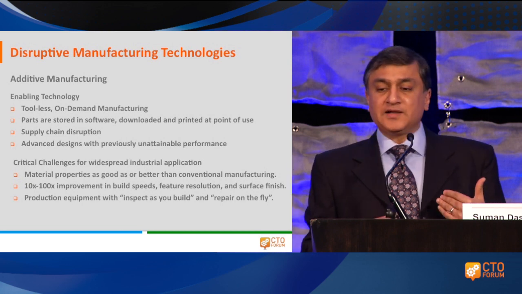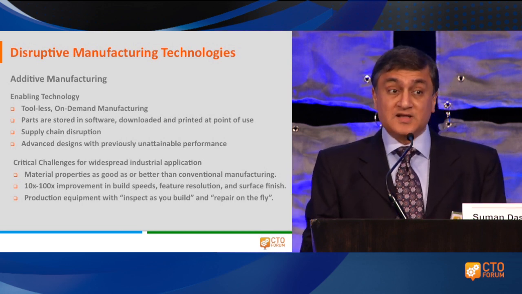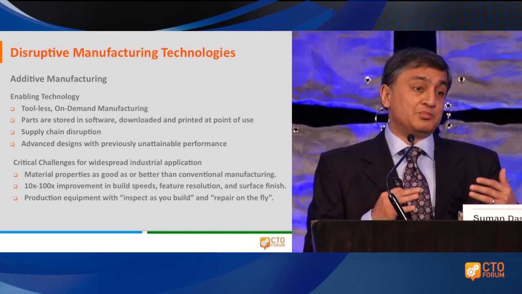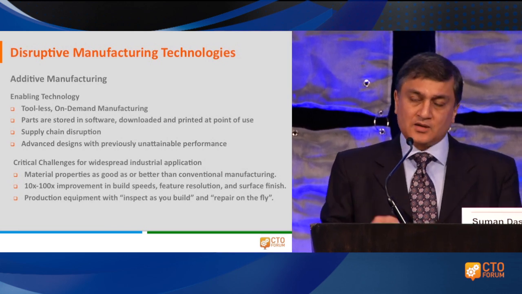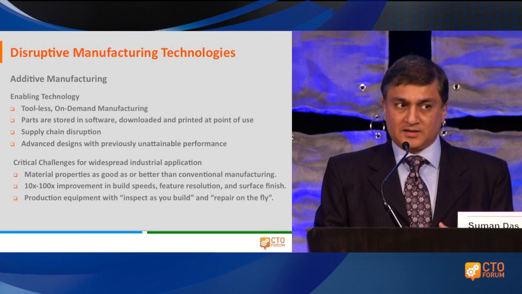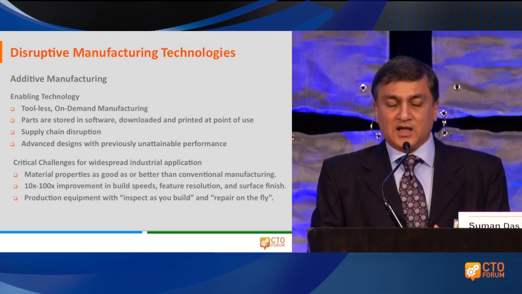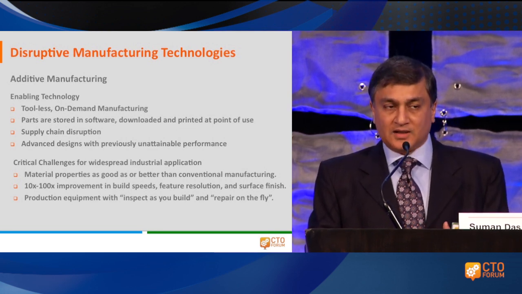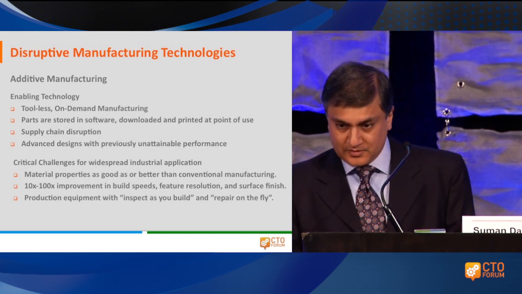Another major enabling technology, and this was also alluded to earlier, is the ability to produce advanced designs with previously unattainable performance. Now, this can lead to physical or chemical performance or even multifunctionality, and that's what's going to be enabled if we have truly production-grade additive manufacturing technologies available in the future.